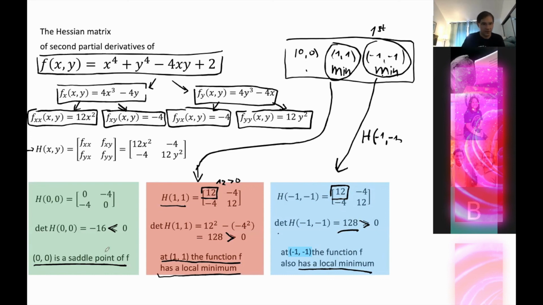And at 0, 0, the function has a saddle point. So that's all the information. We have 3 critical points, namely 0, 0, 1, 1, and negative 1, negative 1. The first derivative will tell me about the points, and the second derivative will tell me whether we have a local minimum, maximum, or saddle point. At 0, 0, we have a saddle point because the determinant of this matrix is negative. At this point, 1, 1, we have a minimum, and at this point, negative 1, negative 1, we also have a minimum. And this is all what I wanted to say for today, really.